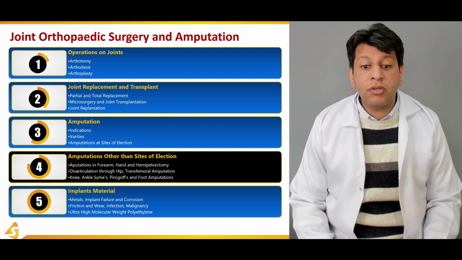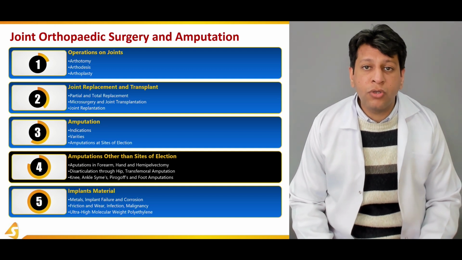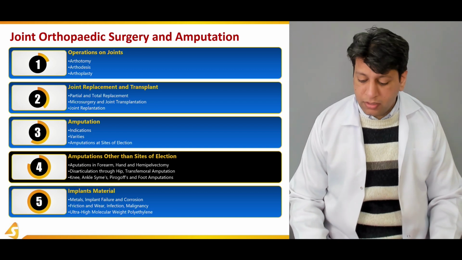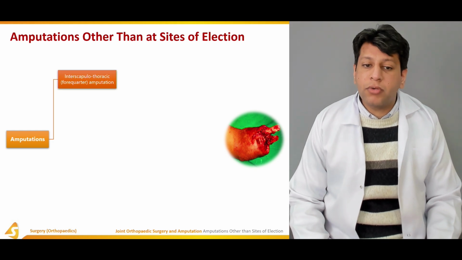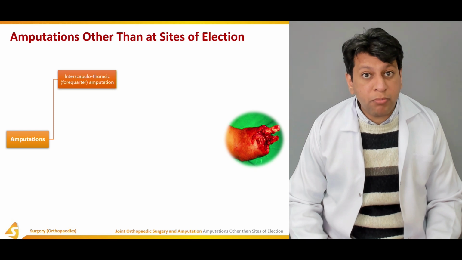ankle, Syme, Chopart and foot amputations. We will be briefly touching these different types of amputations, although there are a lot of indications and contraindications to these surgeries as well. So what are the other amputations? These include interscapulothoracic or forequarter amputations.